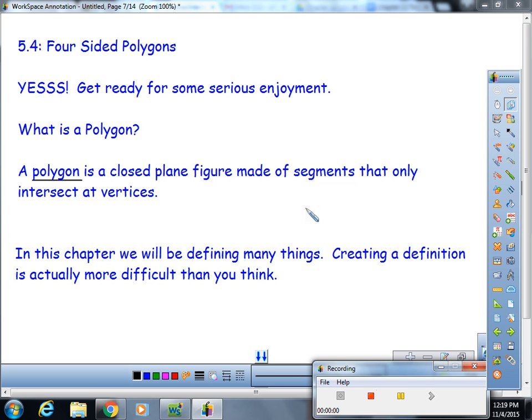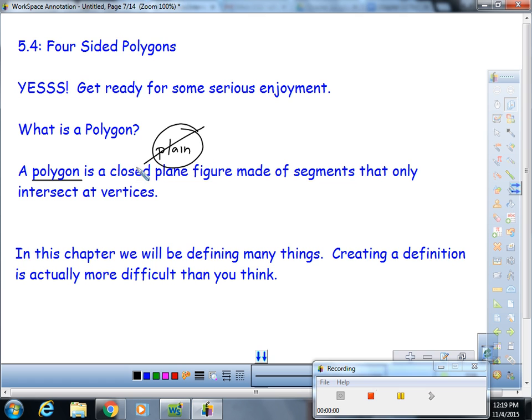Okay, well, a polygon is a closed plane figure. Notice plane, not plane, but plane. This indicates that a polygon is two-dimensional. It's closed, that's going to be important, and it's made up of segments that only intersect at vertices. We'll come back to that.